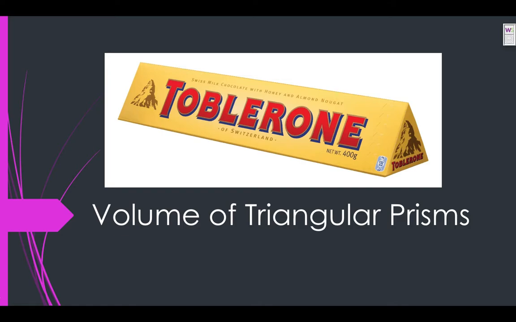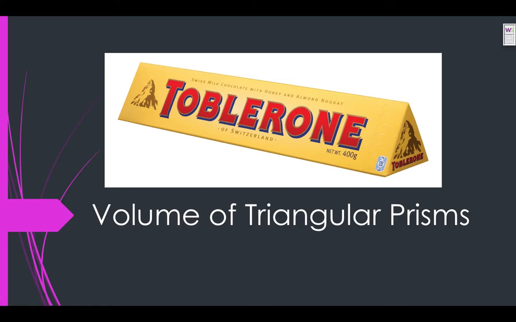Today we're going to work on finding the volume of triangular prisms. An example of a triangular prism is shown right here. A Toblerone bar is a triangular prism. A triangular prism is often confused with a pyramid. A prism has two bases that are equal. A pyramid has only one.